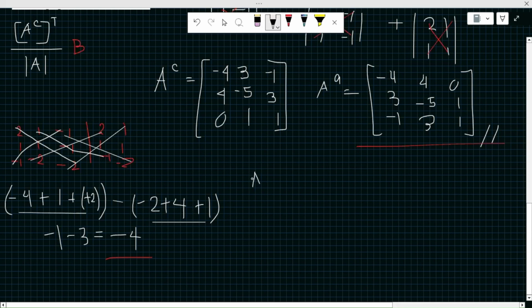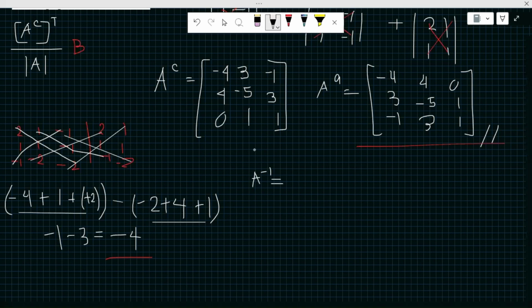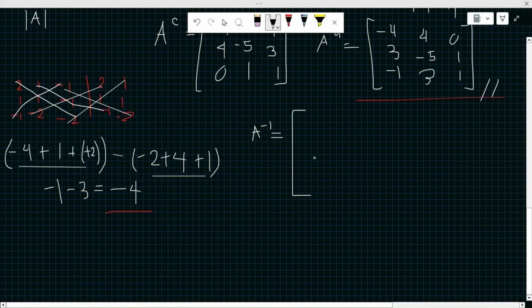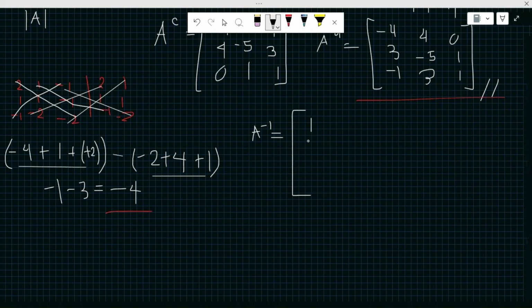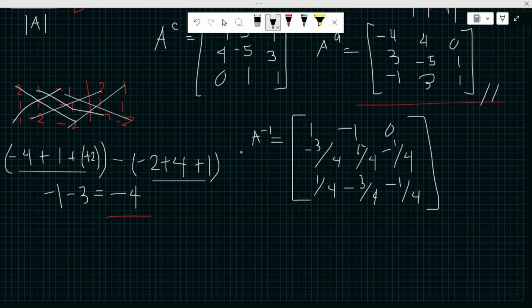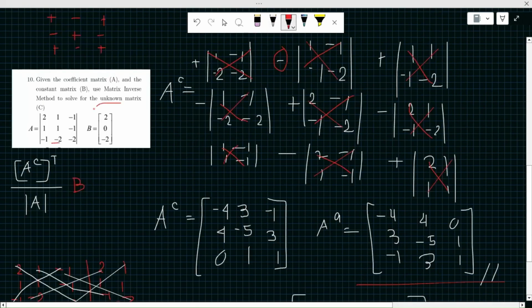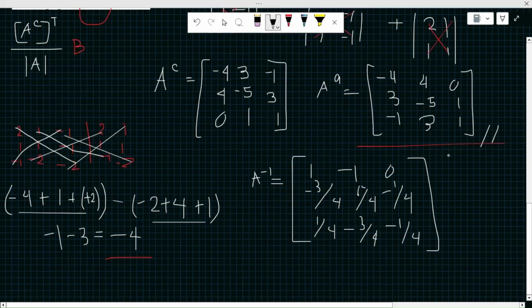let's write it here. A -1 is going to be -4 divided by -4 is +1, -1, 0, then -3/4, 5/4, then -1/4. We have 1/4, -3/4, and -1/4. So we're not done yet. We still have to multiply this to your constant matrix B. So that's 2, 0, -2.